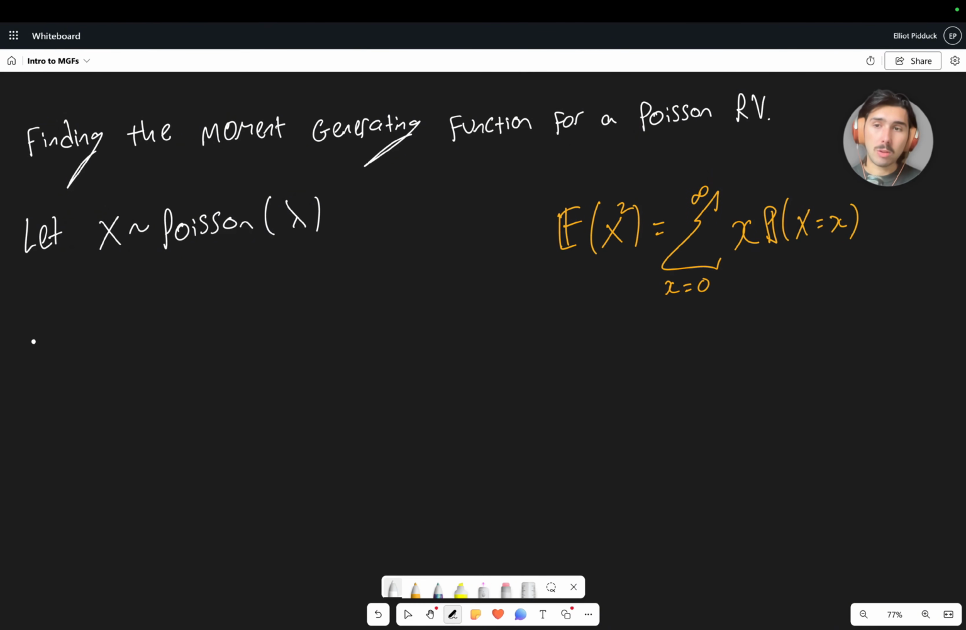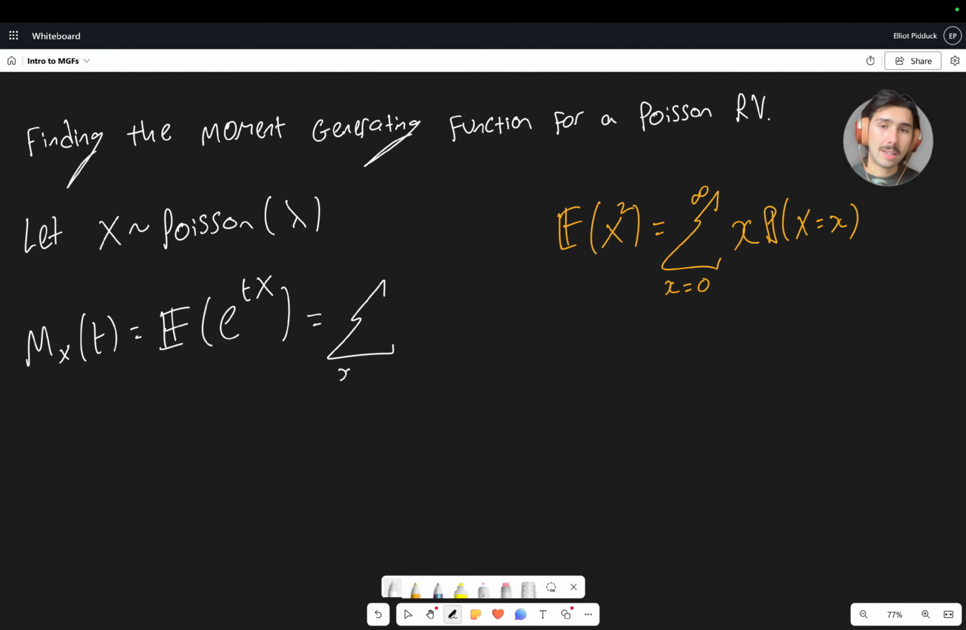So the moment generating function, m sub x of t, remember it is defined as the expected value of e to the power of t x, like this. Now this is the sum, because again it's a discrete random variable this time, from x equals 0 to infinity, because this is the sample space of the Poisson distribution. And instead of x, we're using e to the tx. So it's e to the t, and we use a lowercase x when we actually plug it in here.